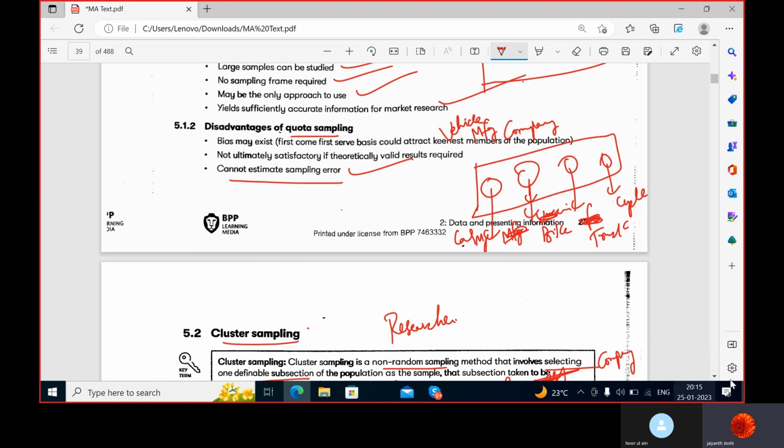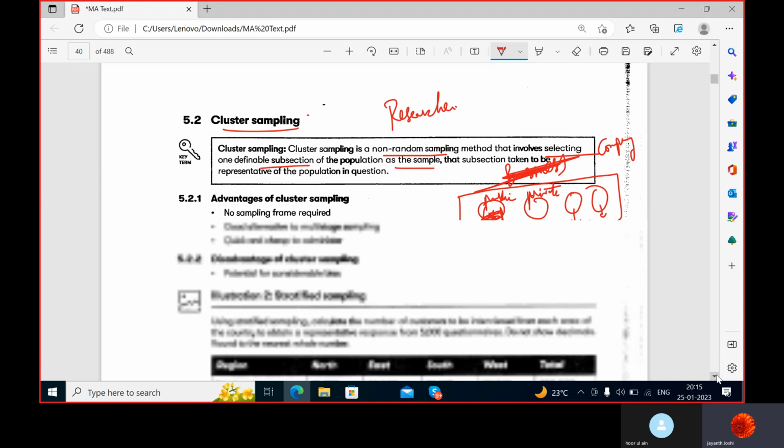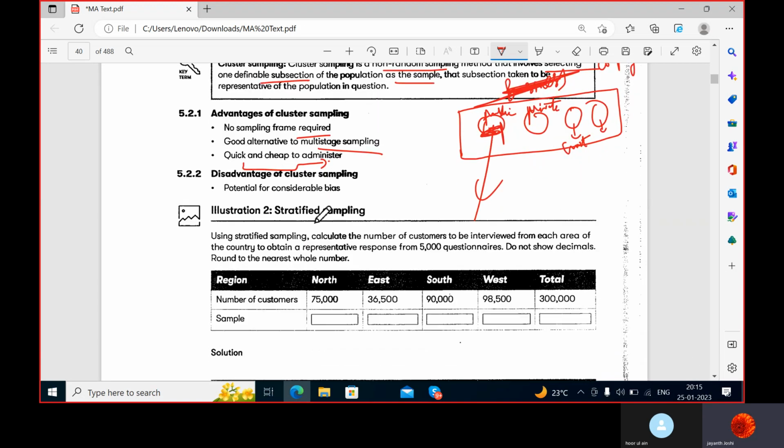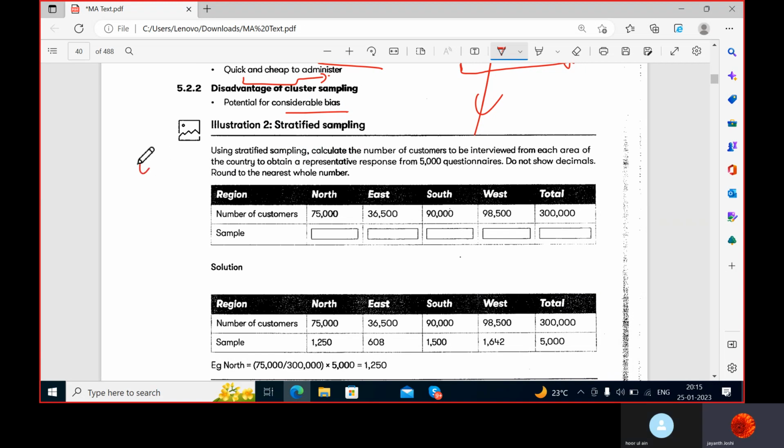Okay. So this is what we have discussed about cluster sampling. No sampling frame required, a good alternative to multi-stage sampling, quick and cheap to administer. Disadvantages: there's potential for bias. Of course there's a bias, because you are picking from a category and you already know what that category is, because what you're picking represents one type of business. It's not random.